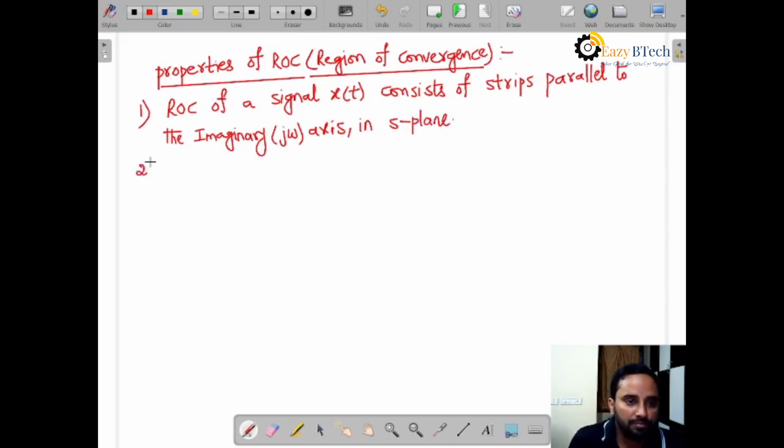Second point, the ROC does not contain any pole.